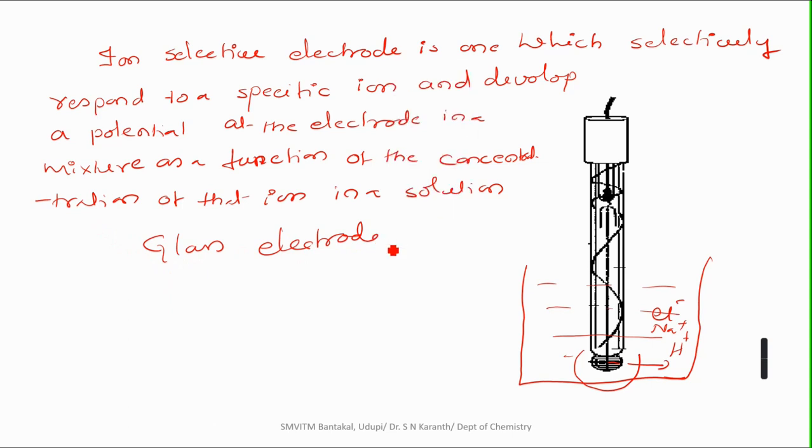Okay. See, the glass electrode or an ion selective electrode generally consists of a membrane. So that's why it's also called a membrane electrode. And this membrane is capable of exchanging the specific ion with the solution with which it is in contact. Therefore, it is also called a membrane electrode. Okay. So we define a glass electrode or a particular ion selective electrode as one which selectively responds to a specific ion and develops a potential at the electrode in a mixture as a function of that particular ion in a solution. Now I consider the construction and working of glass electrode.